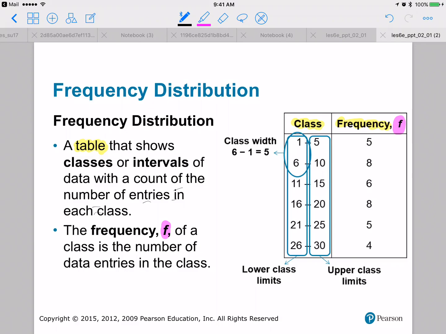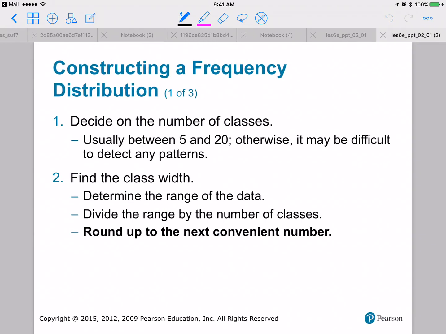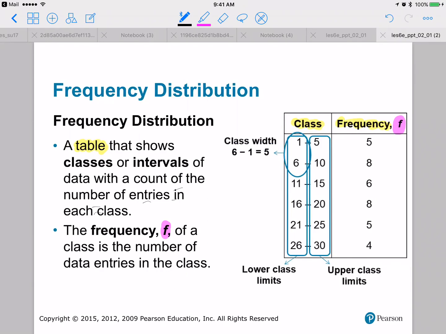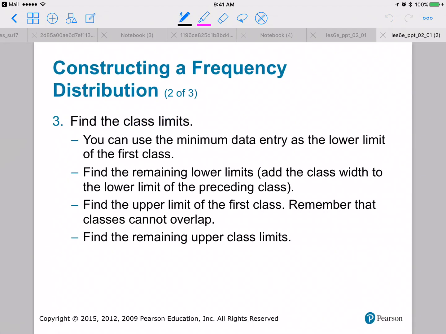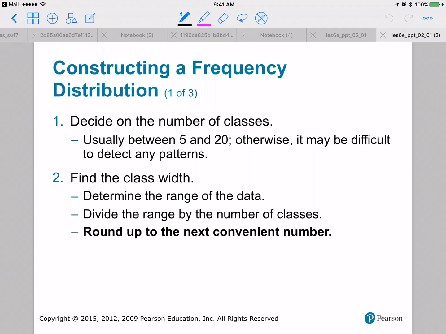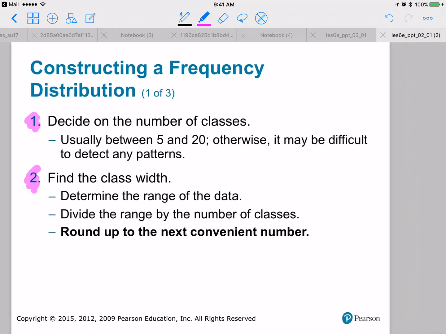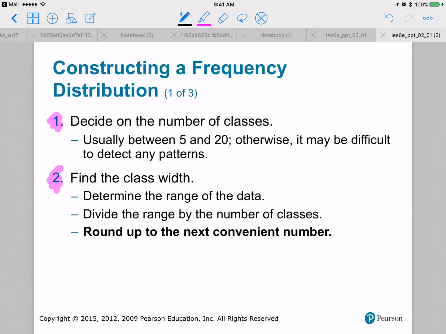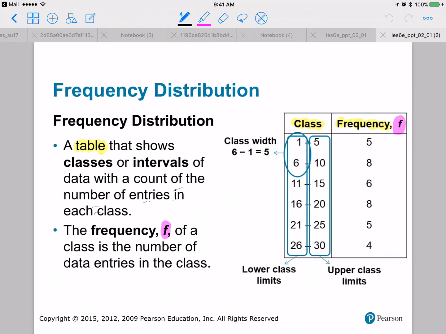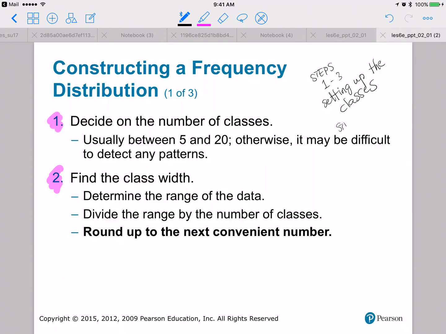So when we're constructing a frequency distribution, we're going to have essentially three things to do. So the first 1, 2, 3, steps 1 through 3, involve setting up the classes. Classes are essentially groups, right? So classes are intervals, that's another word for it. And then steps 4 and 5, you're setting up the frequencies.